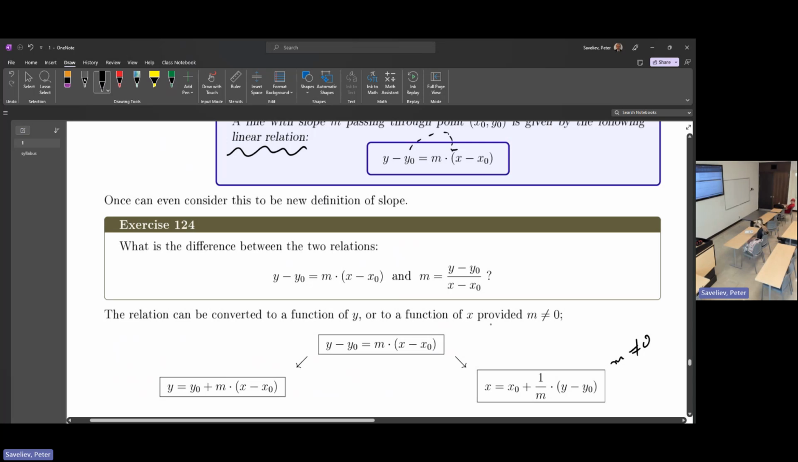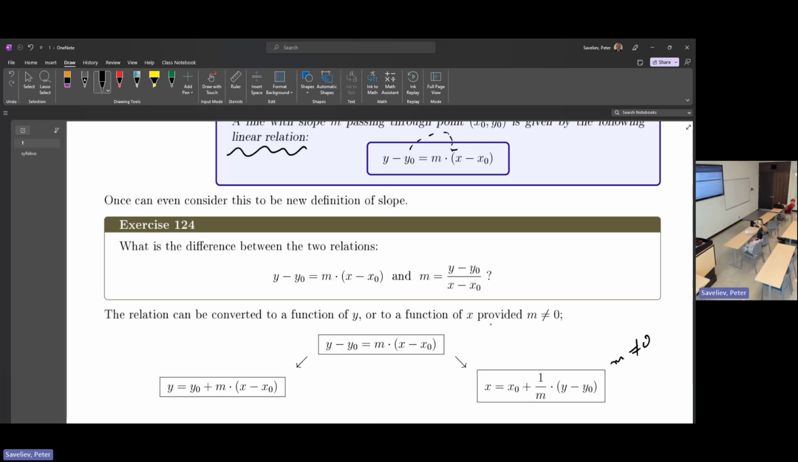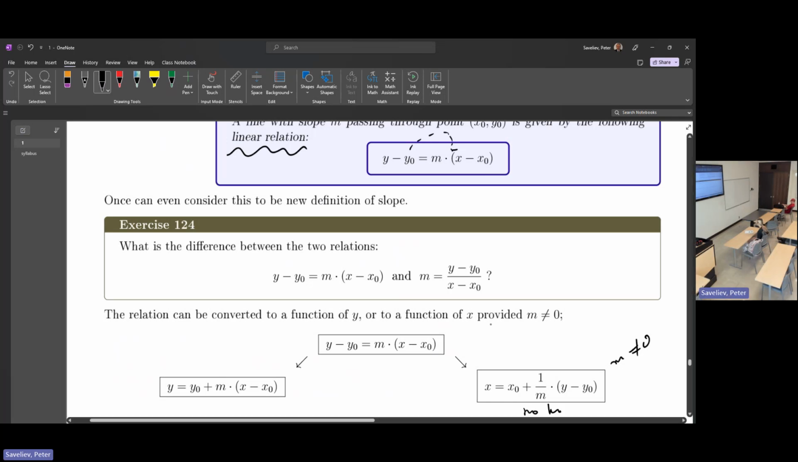So vertical line or horizontal line. Horizontal line, you cannot, it is excluded on the right. The vertical line is excluded on the left. So once again, no horizontal. And this is no vertical.